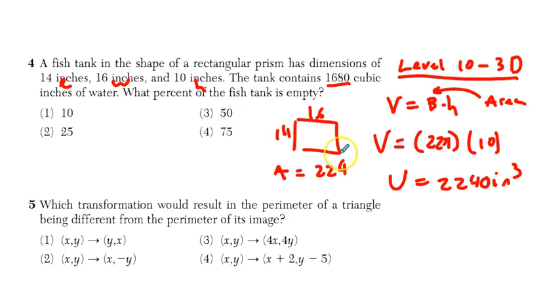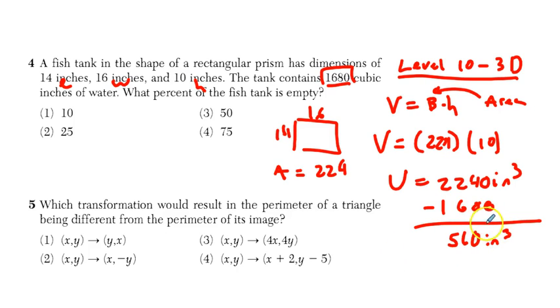So check this out. What we're going to do is subtract how much it's filled by. So there's 1,680 cubic inches of water in there. So let's subtract those two numbers, minus 1,680. And that tells us that, I'm just going to put this in the calculator. I don't want to make any mistakes on a video. That's embarrassing. So it's 2240 minus 1680, and we get 560, all right, inches cubed.